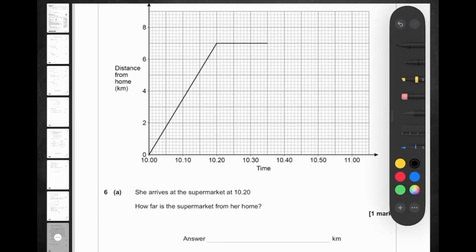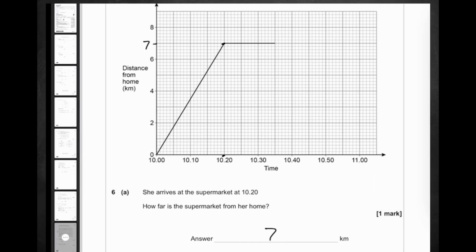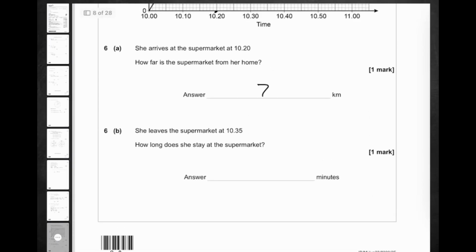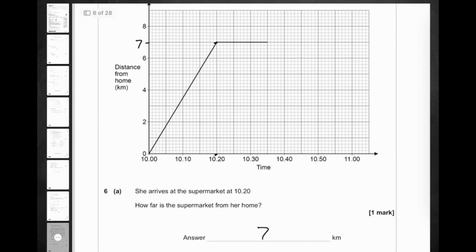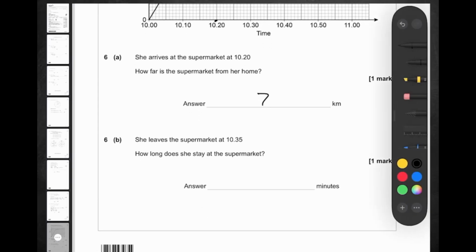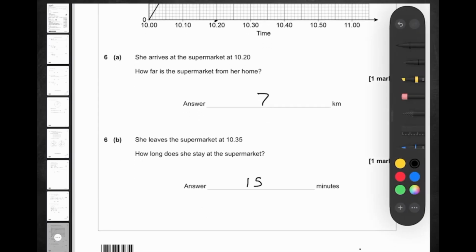So 10:20 is here. We'll follow the graph up to the top, which is here, and we'll follow it along to here. It's between 6 and 8. It's going to be 7 kilometers from her home. Part B. She leaves the supermarket at 10:35. How long does she stay at the supermarket? Well, if she arrived at 10:20 and she left at 10:35, then she would have stayed 15 minutes.